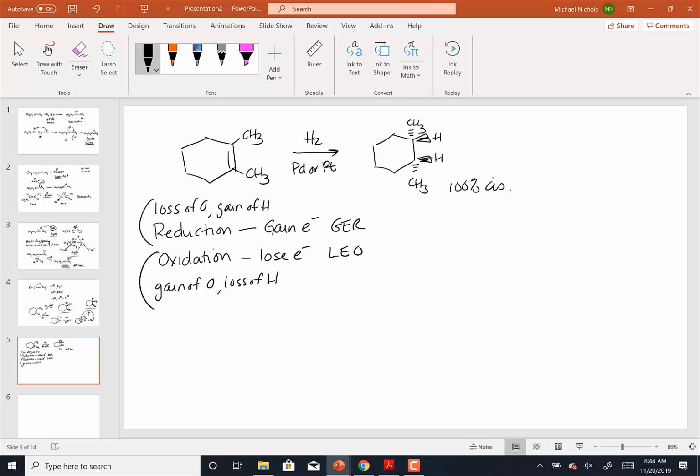The mechanism for this reaction is probably not fully understood at the truly molecular level. There's probably a good idea of how it works, but the problem is that when we have our platinum or our palladium metal, it's a surface reaction. So what happens is that the hydrogen comes down and bonds to the surface of the palladium or platinum.